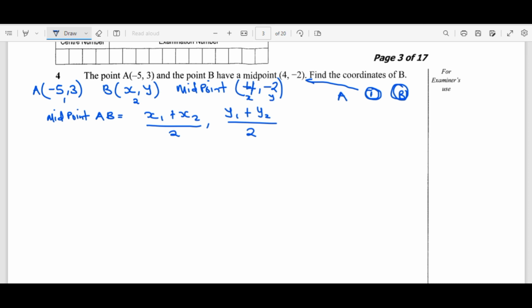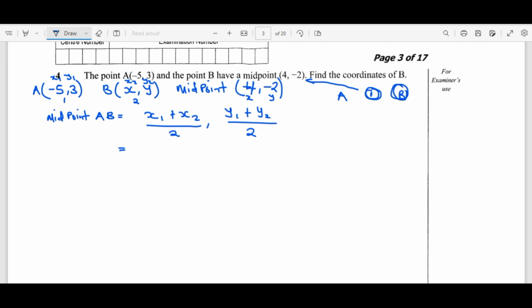So in this case, we would say this is x1, and then we have y1 there. And then we have x2, and then we have y2 there. So we'll start by finding x. This x, we're going to substitute.